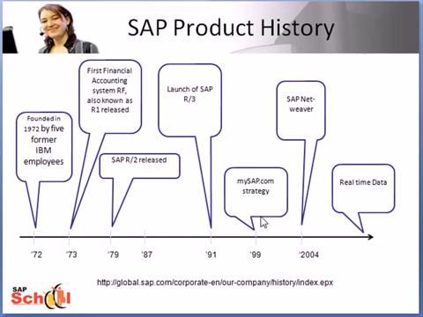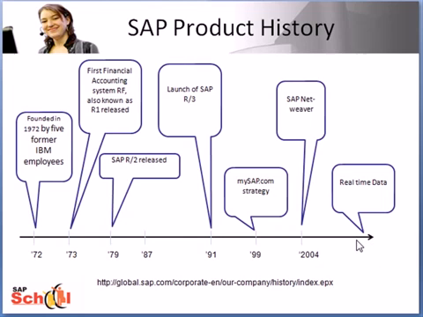In '99, the CEO Hasso Plattner at that time announced the mysap.com strategy, which basically was a way of connecting the backend ERP system to the latest e-commerce platforms. In 2004 was the launch of SAP NetWeaver, which was the new integration and application platform.